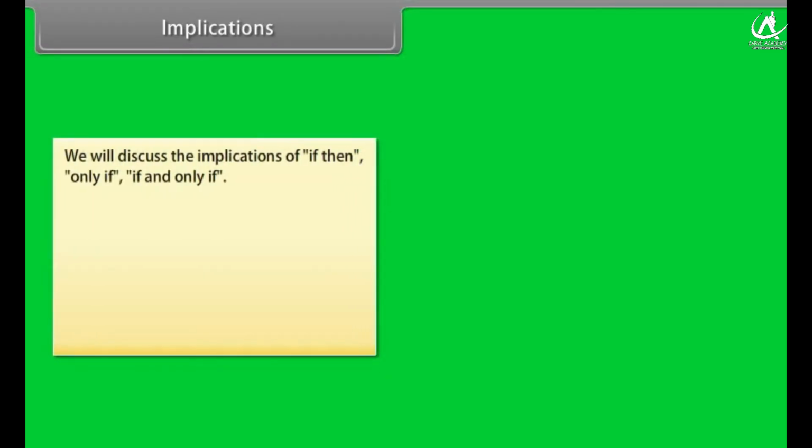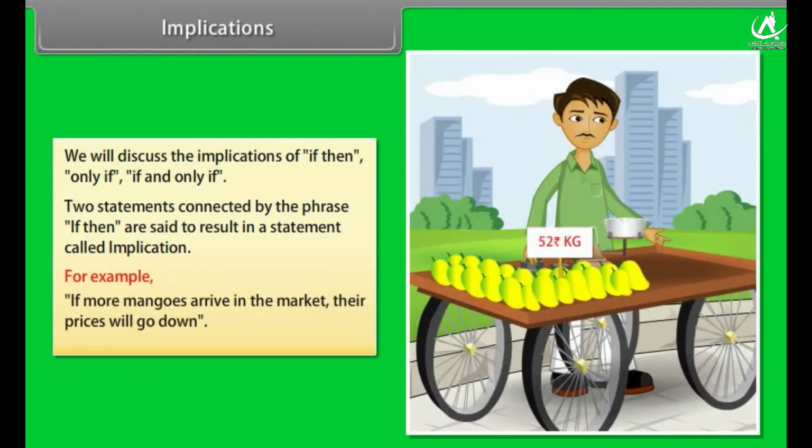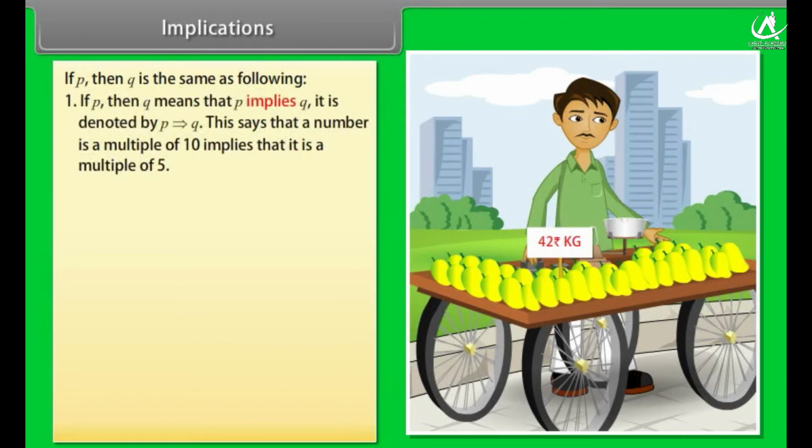Implications. We will discuss the implication of if then, only if and if and only if. Two statements connected by the phrase if then are said to result in a statement called implication. For example, if more mangoes arrive in the market, their prices will go down. If P then Q is the same as the following. If P, then Q means that P implies Q. It is denoted by P ⇒ Q.